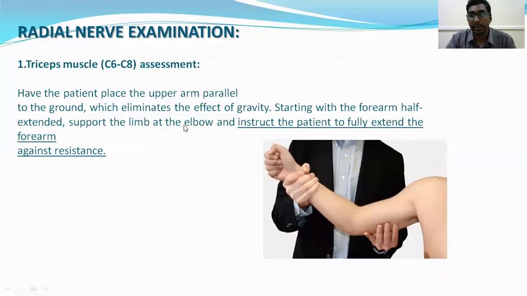So how do we examine the muscles supplied by the radial nerve? First, the triceps muscle. Have the patient place the upper arm parallel to the ground, which eliminates the effect of gravity, starting with the forearm half extended and supporting the limb at the elbow, and instruct the patient to fully extend the forearm against resistance. So we ask the patient to extend the forearm against resistance, and with the other hand, here you see, he is palpating the contraction of the triceps. This is the way to examine the triceps.